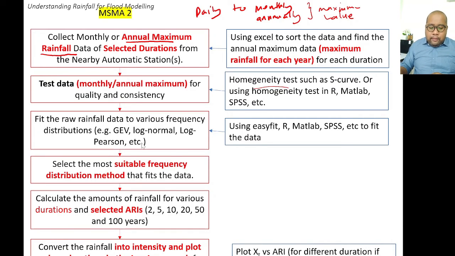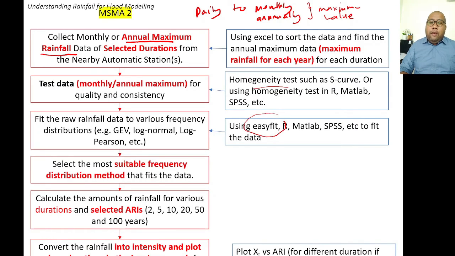And then the third step is you feed the data, which is the annual data, with the various frequency distributions. This one that I mentioned before, you have a lot of distributions. You have the GEV, you have the log normal, you have Gumbel. Okay, so most of the time, the simple way to test the fitness, you can use Easy Fit.